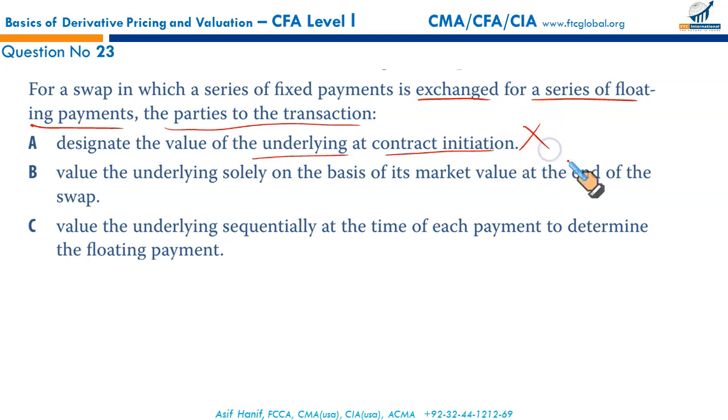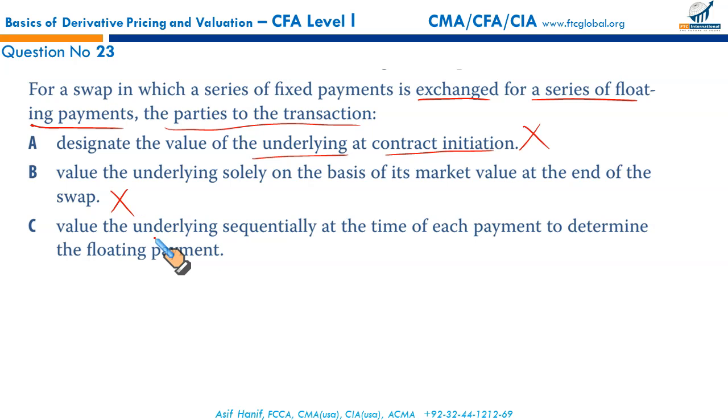Incorrect. B. The value of the underlying solely on the basis of its market value at the end of the swap. This is incorrect as well, because in a swap that involves a series of fixed payments exchanged for a series of floating payments, each floating payment is based on the value of the underlying at the time of each respective payment, not on the market value at the end of the swap.